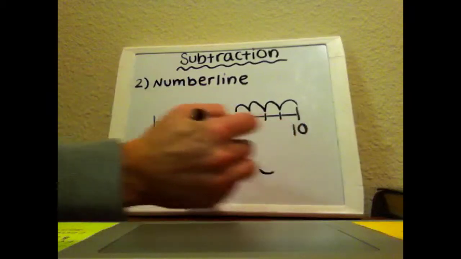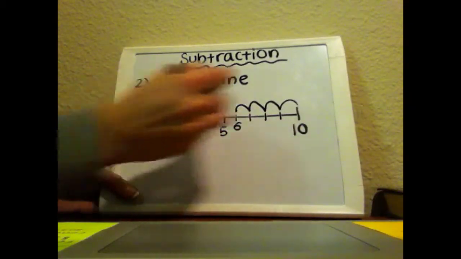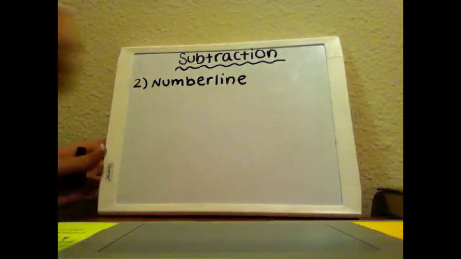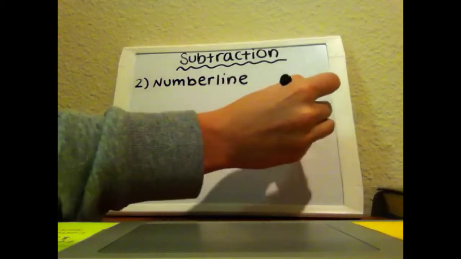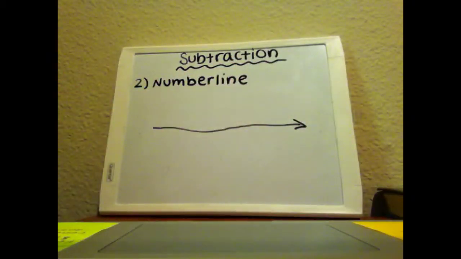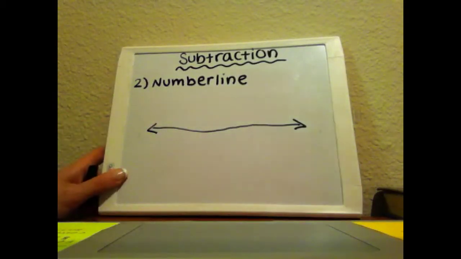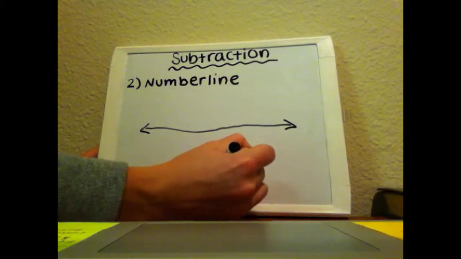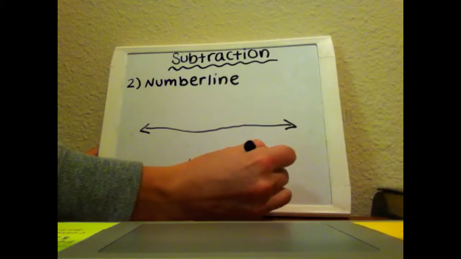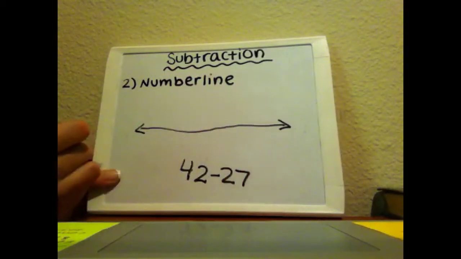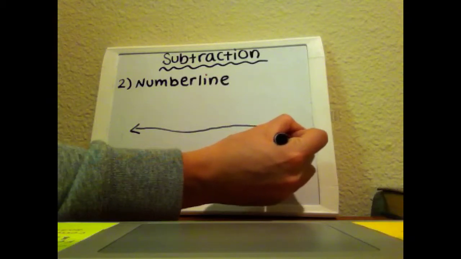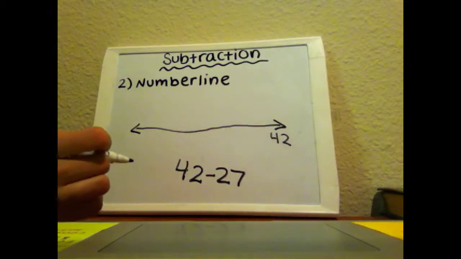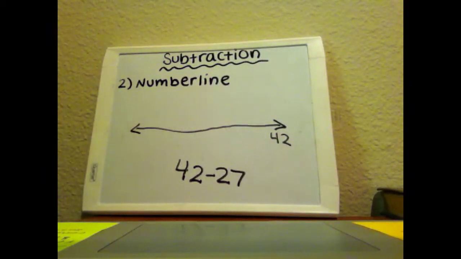So you can also use the number line with more complex problems. So we're going to look at a more complex problem using the number line. So again, we draw a basic number line. And for this problem, we're going to do 42 minus 27. So we're going to start off with our larger number, which is 42, and then we're going to see where we get to by subtracting 27.